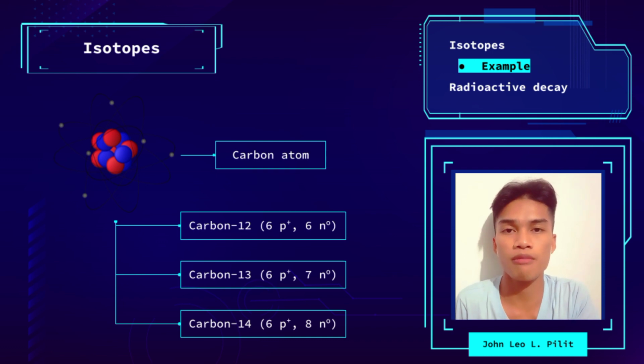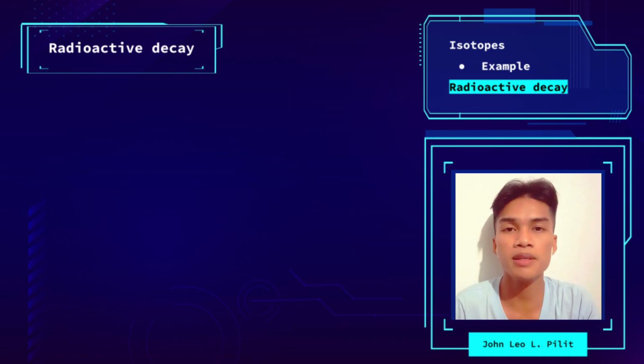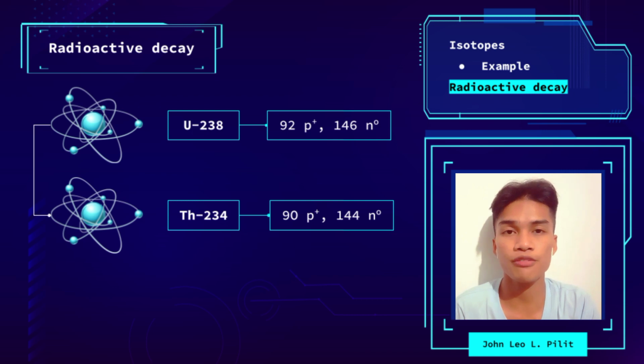These isotopes, however, could break down, which we know as radioactive decay. An element undergoing radioactive decay could become a different element. How does that happen? Take for example uranium-238 with 92 protons and 146 neutrons. When it undergoes alpha decay, or when it loses 4 particles, it could now become a new element, thorium-234 with 90 protons and 144 neutrons. Notice the change in numbers here.